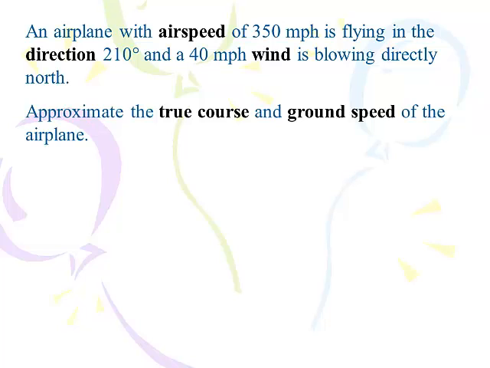An airplane with an airspeed of 350 miles an hour is flying in the direction of 210 degrees. Okay, so this is wrapping around there. And a 40-mile-an-hour wind is blowing directly north. Approximate the true course and ground speed of the airplane. So let's sketch it out first.